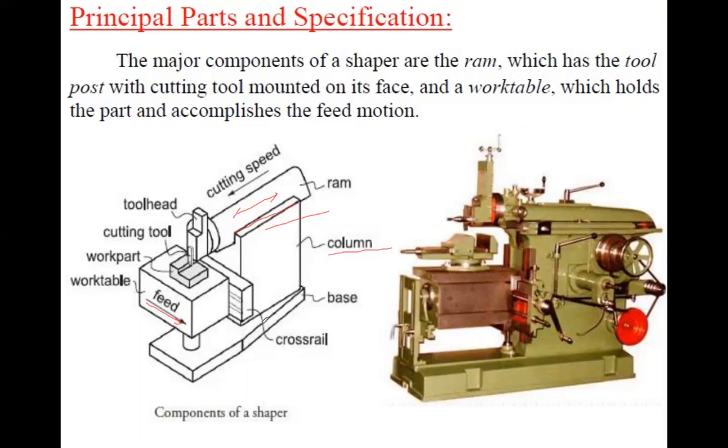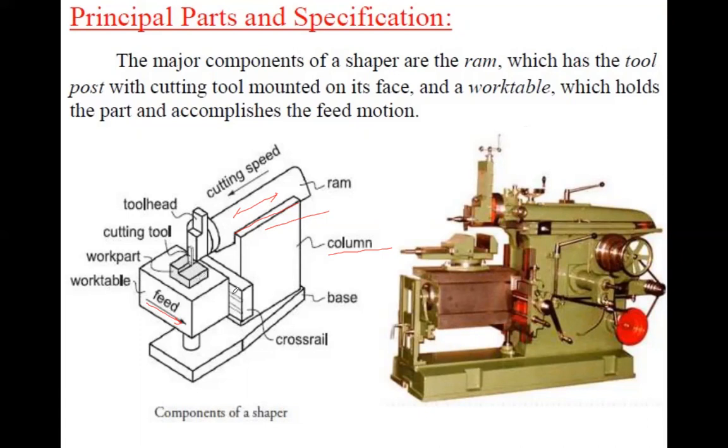Depending upon the complexity, sometimes we don't have the work table. For heavy workpieces, we can mount them directly. But normally in this kind of shaper machine, we are not using it for heavy workpieces. We normally use it only for small to medium size workpieces.